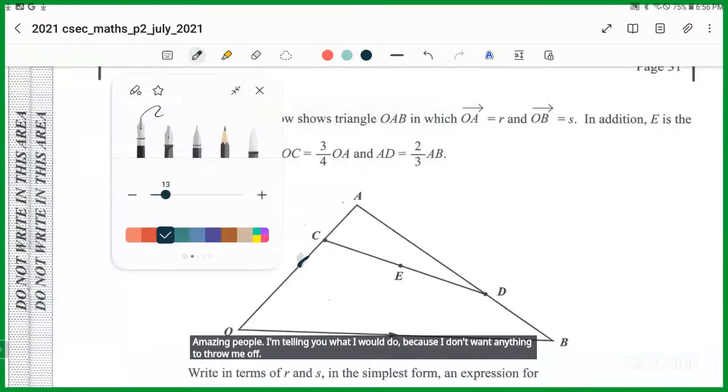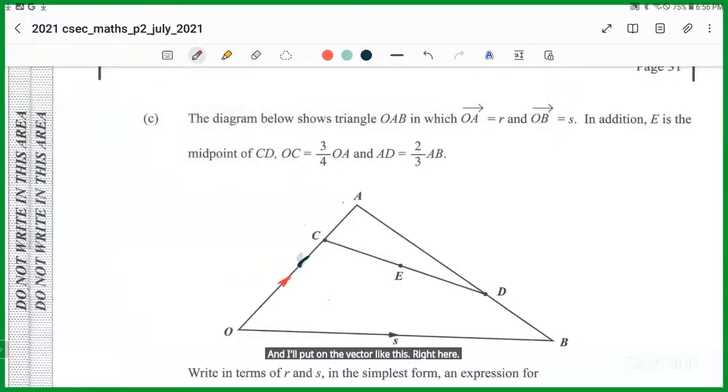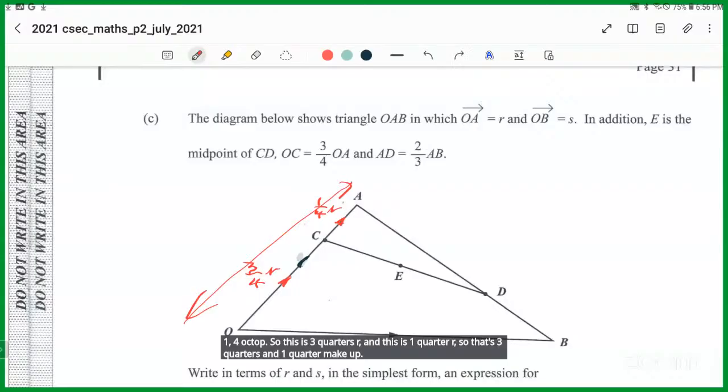And I'll put on the vector like this. Right here is 3/4 of the R. The entire thing is R now, and this side is 3/4. And that is 3/4, then from here to here is just 1/4 of R. 1/4 of the R. So this is 3/4 R and this is 1/4 R. So that 3/4 and 1/4 make a whole R up there.